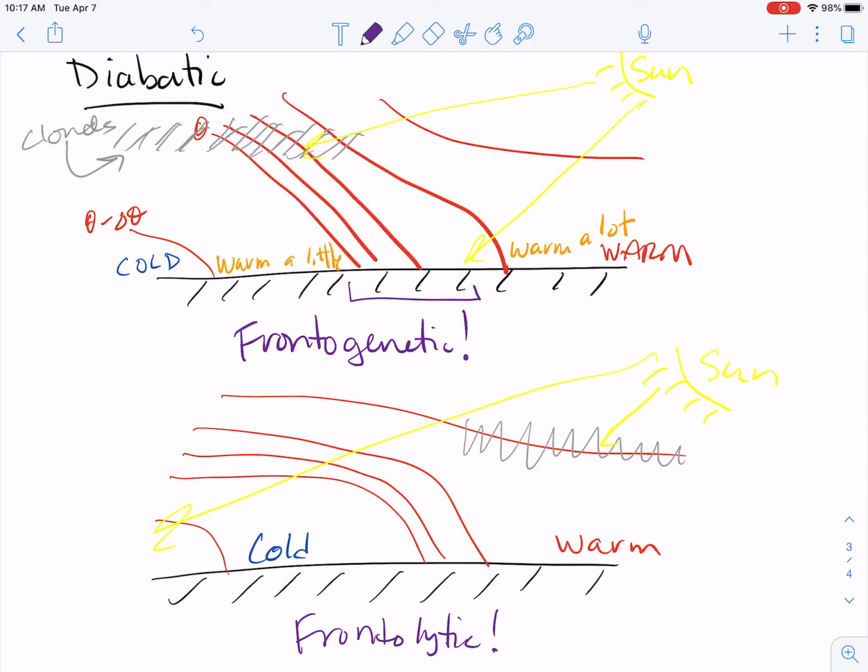And that's it. Those are our four terms and how they can impact the strengthening or weakening of our fronts from this idea of the magnitude of our potential temperature gradient.